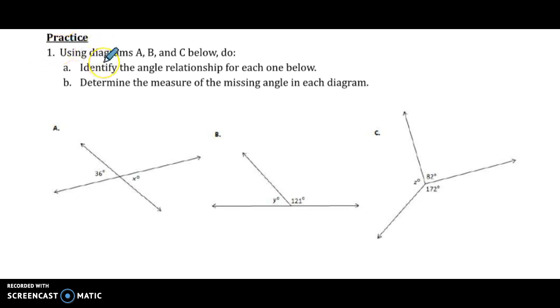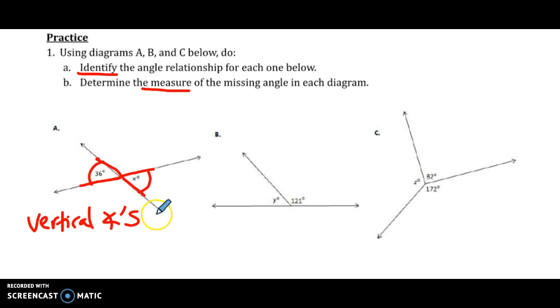Using diagrams A, B, and C provided below, identify the angle relationship and determine the measure of the missing angles in each diagram. So they give us in A this 36 and this X, and notice we have the little V here, so these are vertical angles. That is the angle relationship. Vertical angles, which are in the same place, are always congruent to one another. So angle X equals 36 degrees.